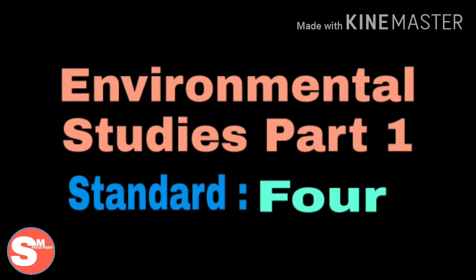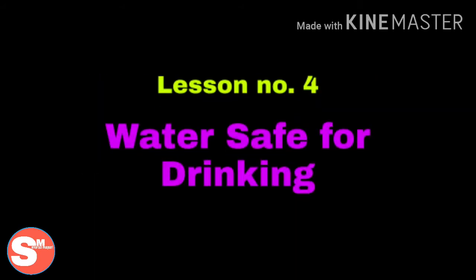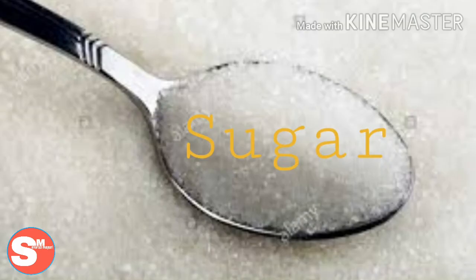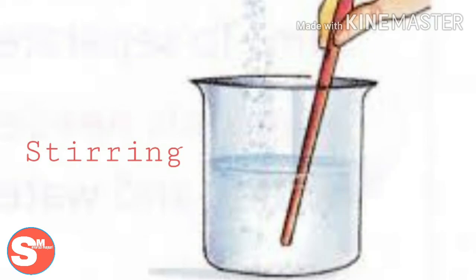Environmental Studies Part 1 of Standard 4. Lesson number 4. Water safe for drinking. Try this. Take a glass half full of water, add a spoonful of sugar to it and stir it with a spoon. See what change takes place.